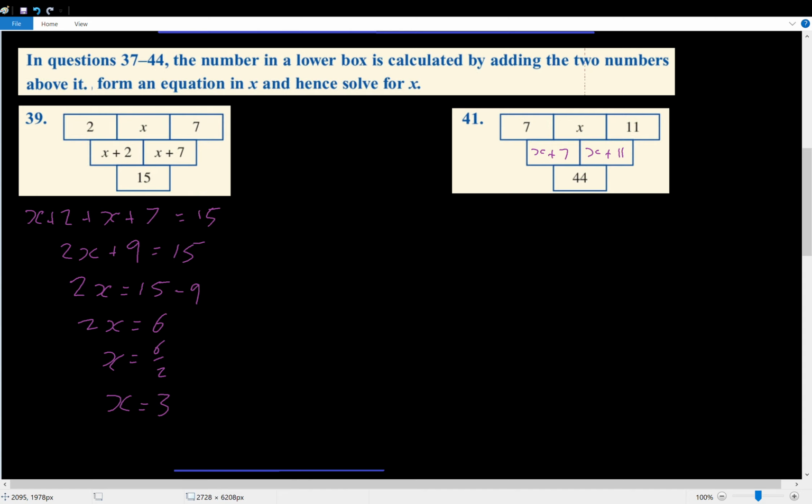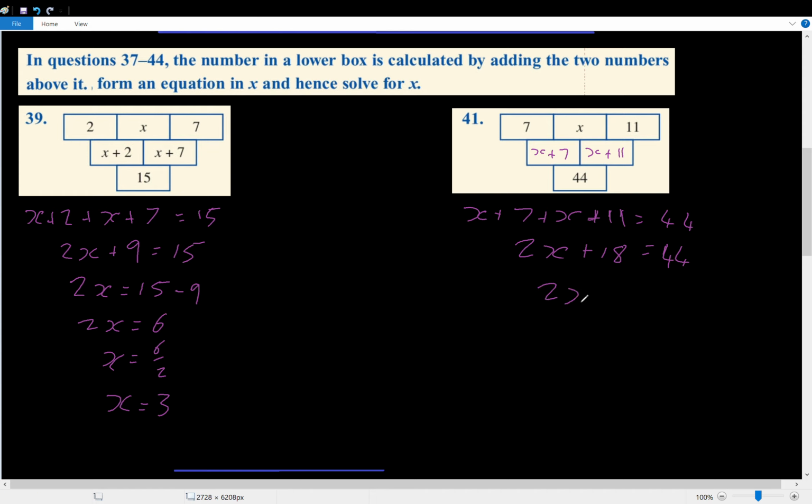And now we add those two boxes together, we get 44. x plus 7 plus x plus 11 is equal to 44. Now x plus x is 2x. 7 plus 11 is 18. And that is equal to 44. And then we're going to go about solving. We're going to move our plus 18 over, and it's going to become a minus 18.